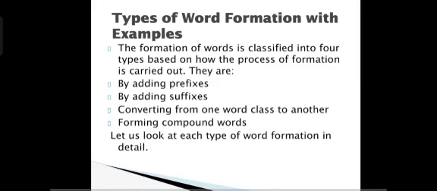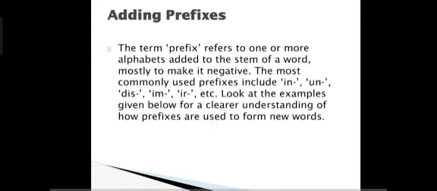So let us look at each type of word formation in detail. By adding prefixes, rule number one. The term prefix refers to one or more letters added to the stem of a word, mostly to make it negative. Here are some examples of prefixes. So we add some syllables to the stem of a word. The stem of a word is the root or beginning word. So when we add certain syllables before a root or stem word, that will create a new word. Mostly prefixes can form negative words.